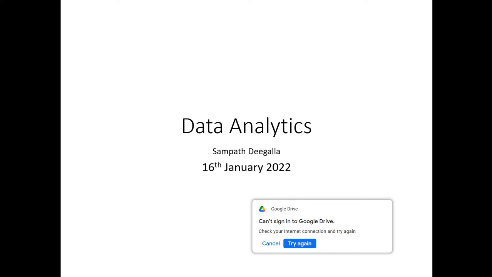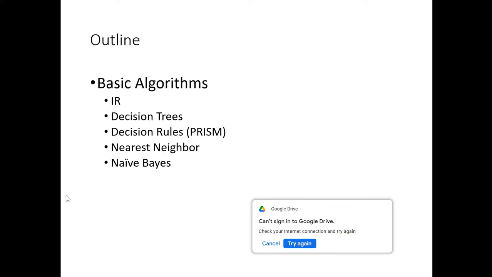Right. Having said that, some of the basic algorithms that I am planning to discuss with you start from the OneR algorithm, and then decision trees, decision rules, nearest neighbors, and naive Bayes. These are very basic algorithms, and anyone learning data analytics should know these algorithms.